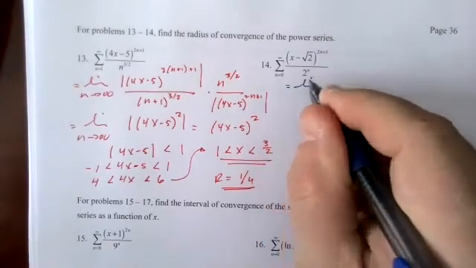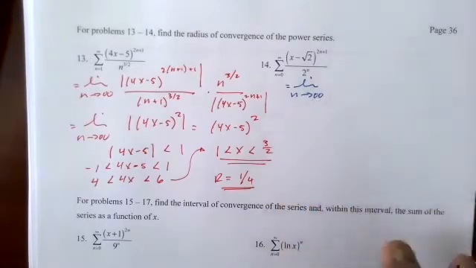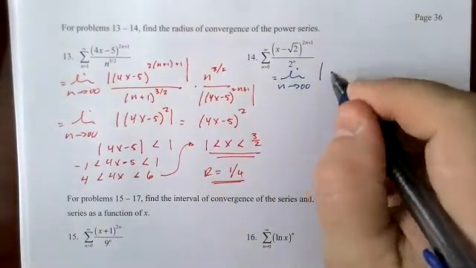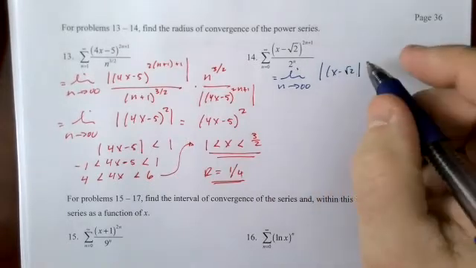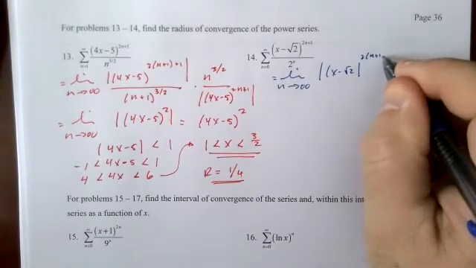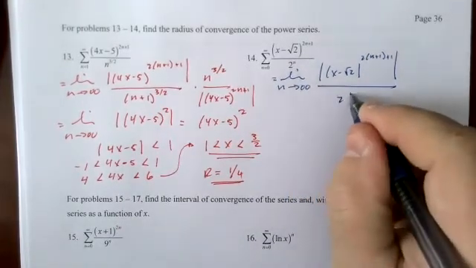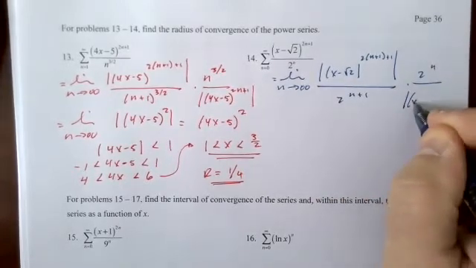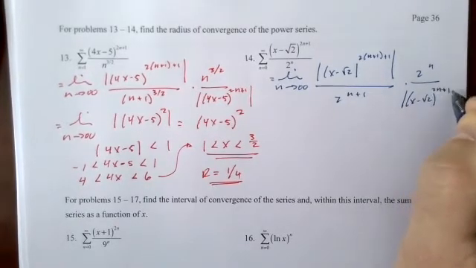Equals the limit as n goes to infinity. Absolute value x minus root 2 to the 2(n plus 1) plus 1, over 2 to the n plus 1, 2 to the n, absolute value x minus root 2 to the 2n plus 1.